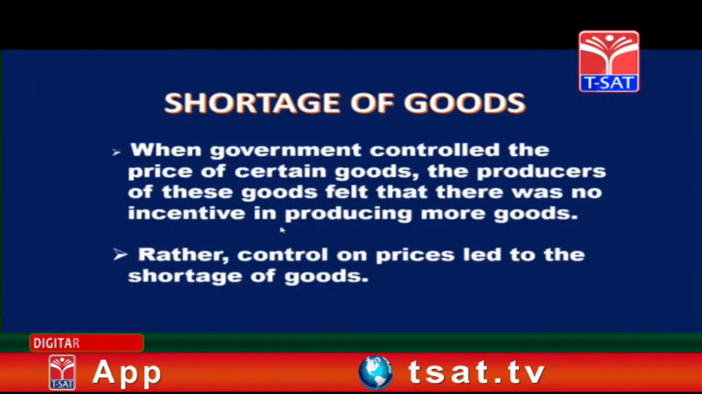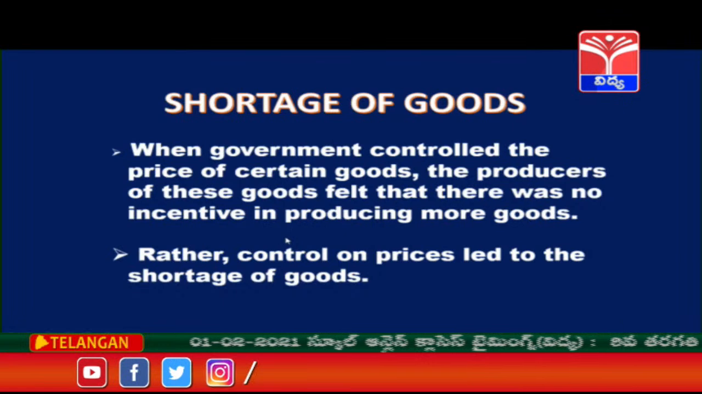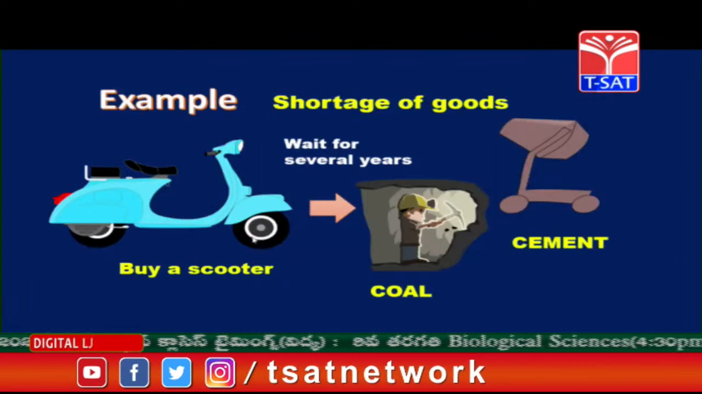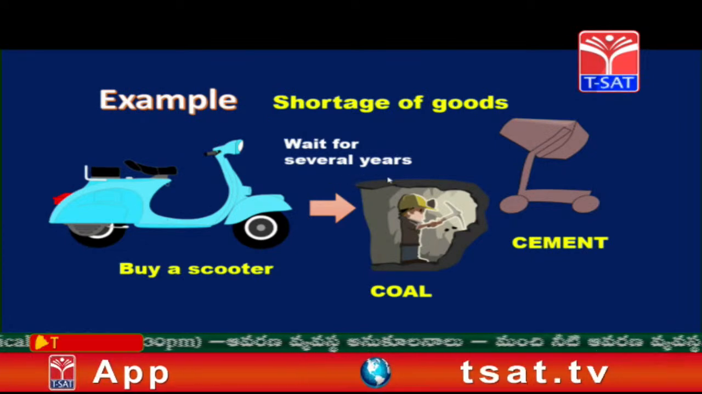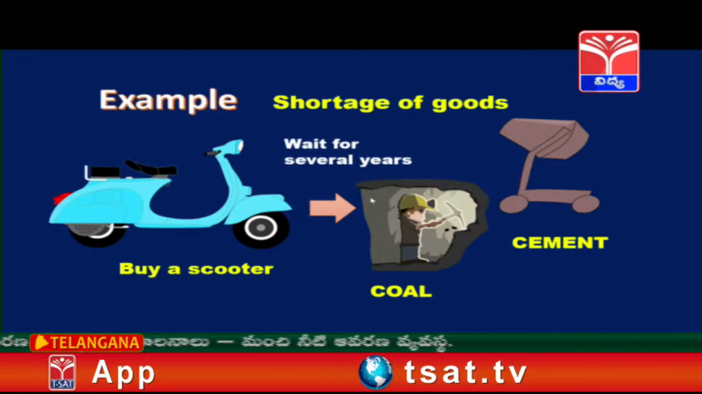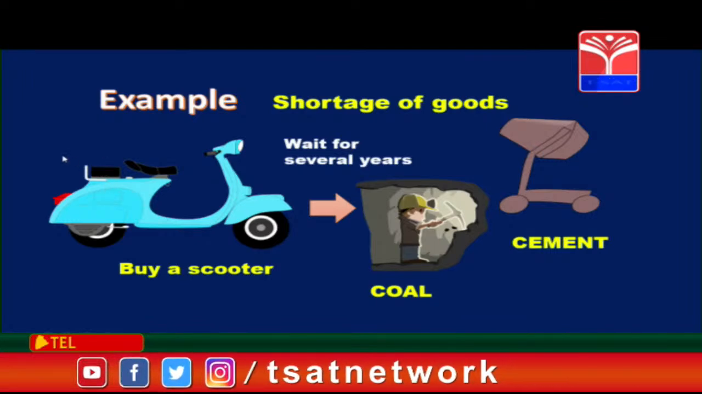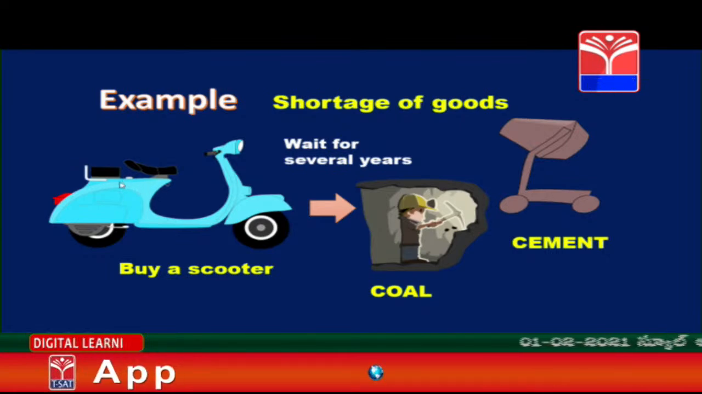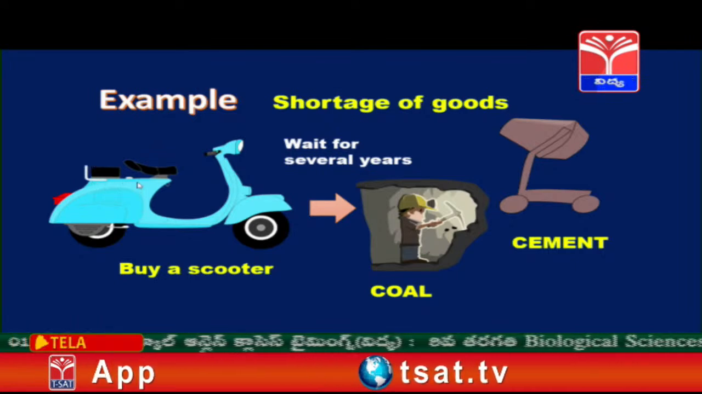Shortage of goods. The government controlled the prices, and because of this, shortage of goods started. For example, to buy a scooter, people had to wait for several years. What was the reason for this? Since the government was controlling the prices, many producers thought it would be a waste to produce the goods. There was a demand for scooters, but producers were not producing them. So, people had to wait for many years.